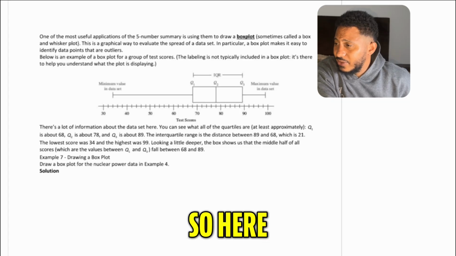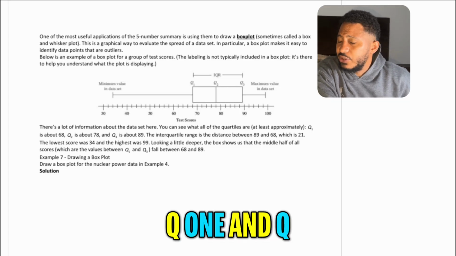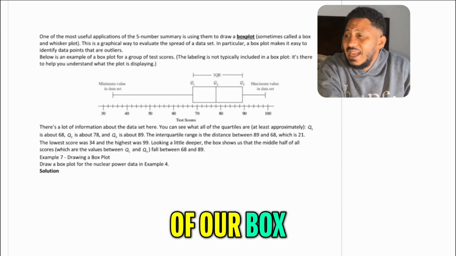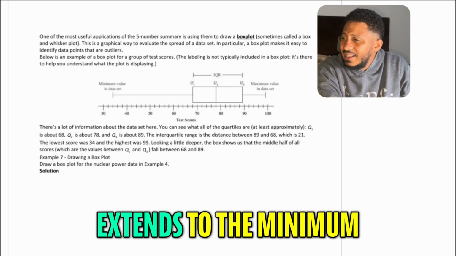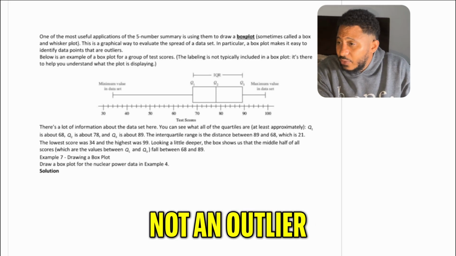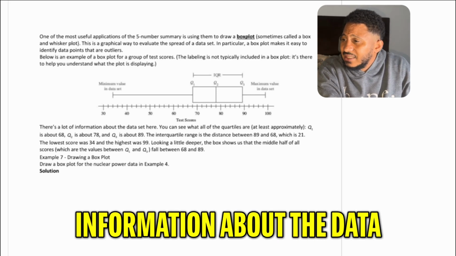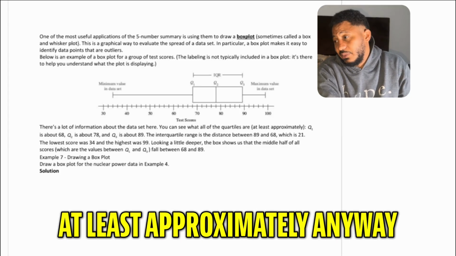Here, the median is the middle of the box. Q1 and Q3 are the edges of our box. It's called box and whiskers because it extends to the minimum and maximum values, as long as they're not outliers. So there's a lot of information about the data set here. You can see what all the quartiles are, at least approximately anyway.